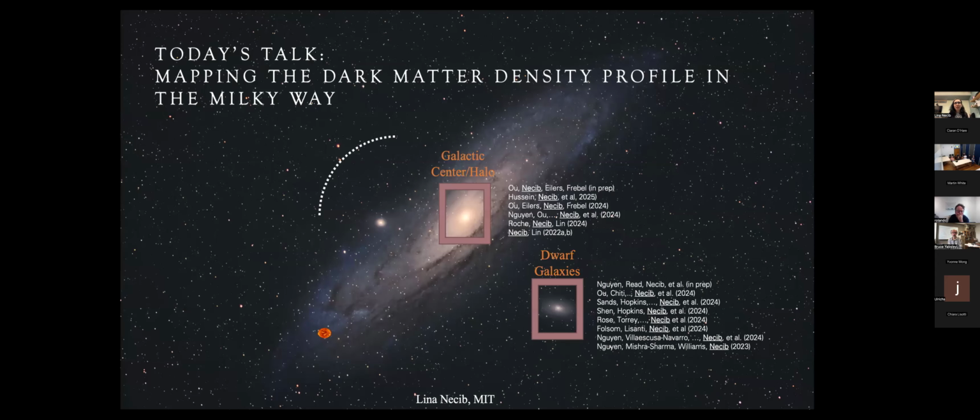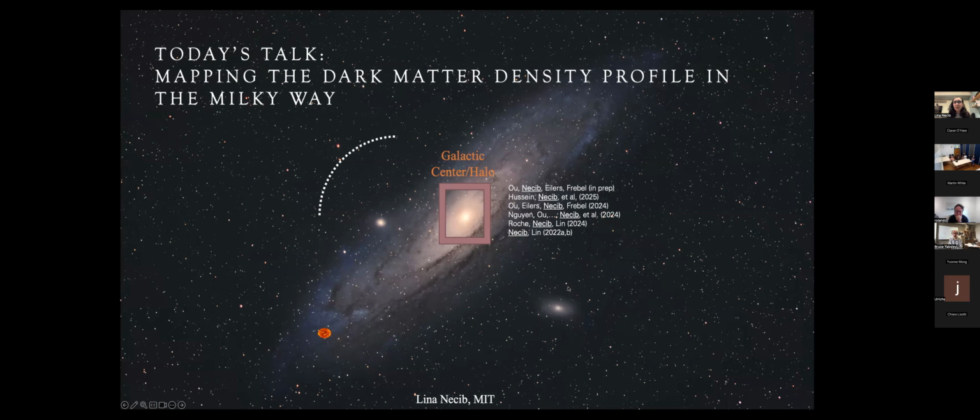So the theme of this talk is going to be portraying this dichotomy of the particle physicists and the astrophysicists and trying to understand their perspectives of how to build this dark matter map. So today's talk is going to be focused on understanding the map of dark matter in the Halo and towards the Galactic Center, as well as separate work on dwarf galaxies. So let's get started with the Galactic Center.